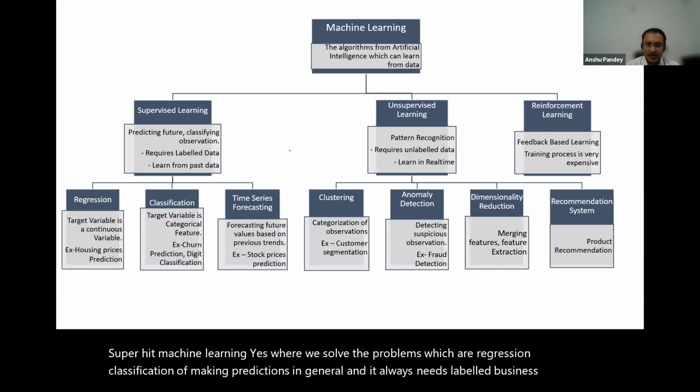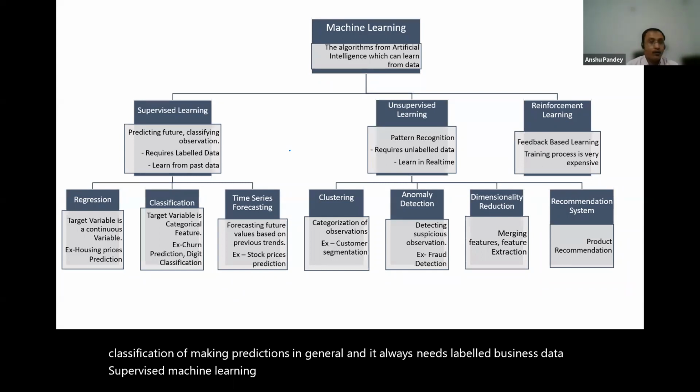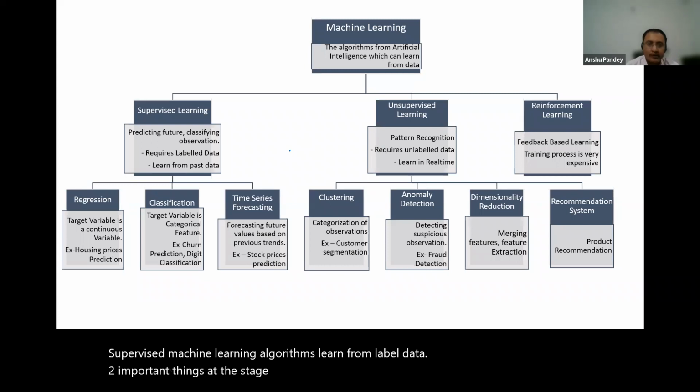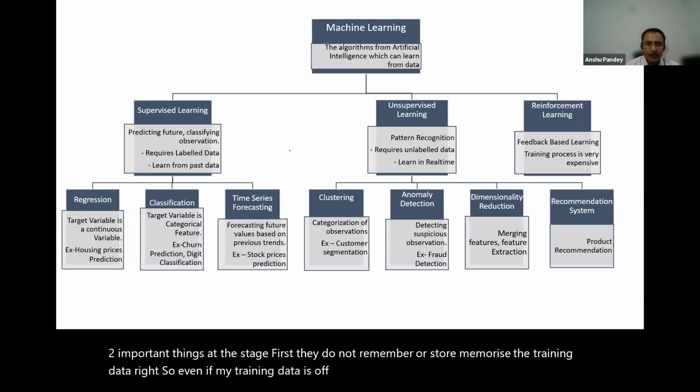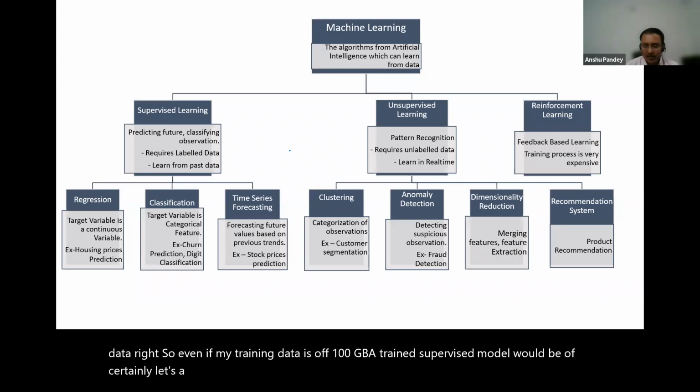Supervised machine learning algorithms learn two important things from labeled data at this stage. First, they do not remember, store, or memorize the training data, right? So even if my training data is 100 GB, a trained supervised model would be, let's say, 100 KB or 2 KB or 1 KB maybe.